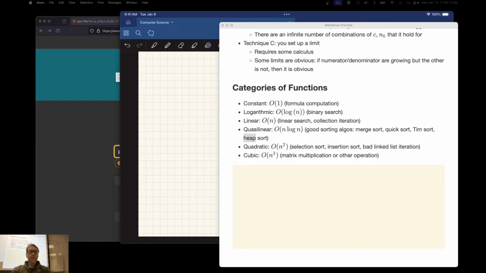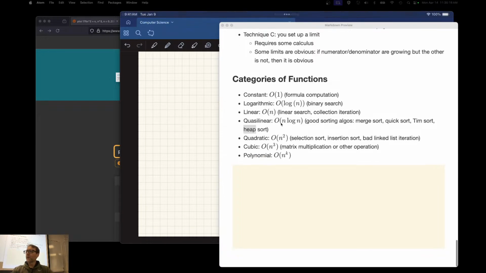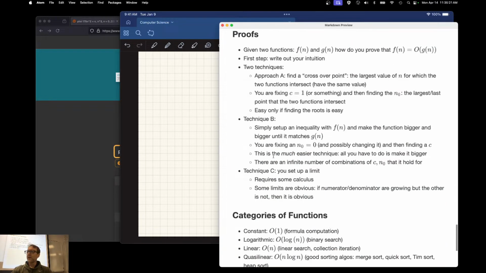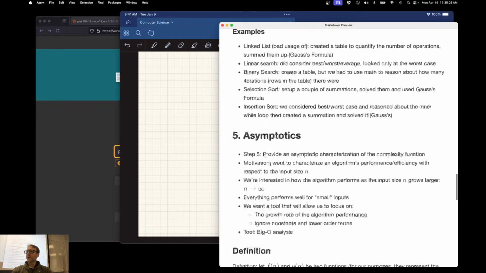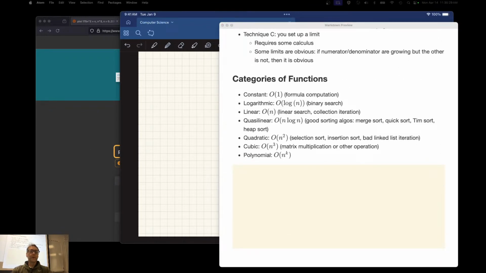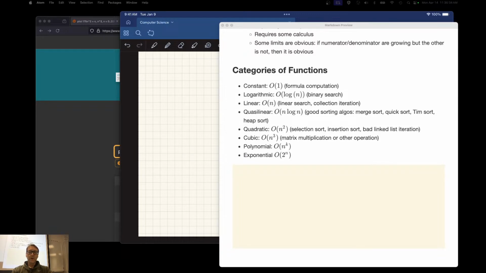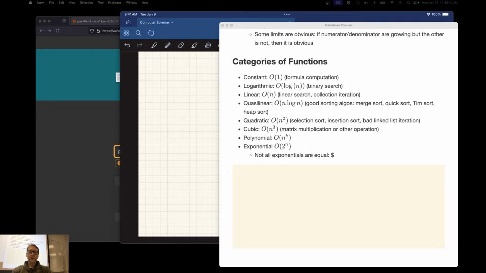Of course, you can generalize that to any polynomial. But like we said, once you're at quadratic and above, you're pretty much toast. You're going to be waiting for, say, 20 years on moderately sized inputs here. But now you're getting into the realm of completely unacceptable, say, exponential, order n squared. And note here that not all exponentials are equal. In other words, 2 to the n is going to be order 3 to the n. That's true, but 3 to the n is not going to be order 2 to the n.